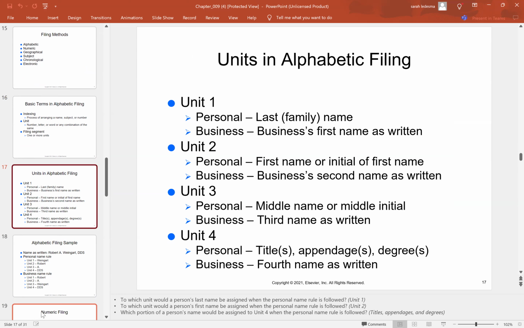Units in alphabetical filing: Unit 1, personal, last family name; business, business first name as written. Unit 2, personal, first name or initial of first name; business, business's second name as written. Unit 3, personal, middle name or middle initial; business, third name as written. Unit 4, personal, titles, appendages, degrees; business, fourth name as written.